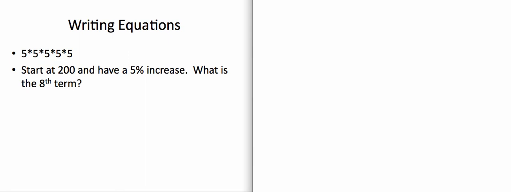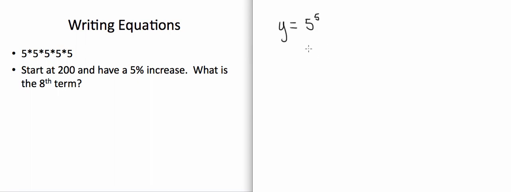Now if we take a look at these next two examples, we've got 5 times 5 times 5 times 5 times 5. How would we write that? We'd start off with y equals, we'd have 5, and if we notice that it's always 5 repeating, we don't have to write 5 times 5 and count however many there are. We just count how many 5s there are: 1, 2, 3, 4, 5. So that would be 5 to the 5th power, a big 5 with a little 5 above it.